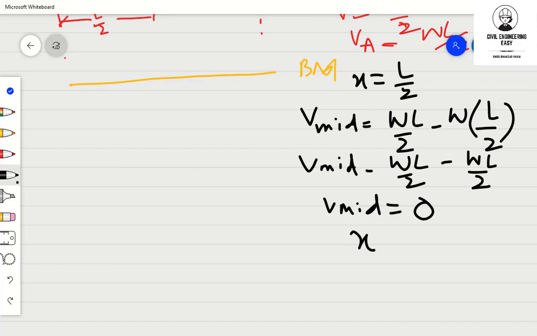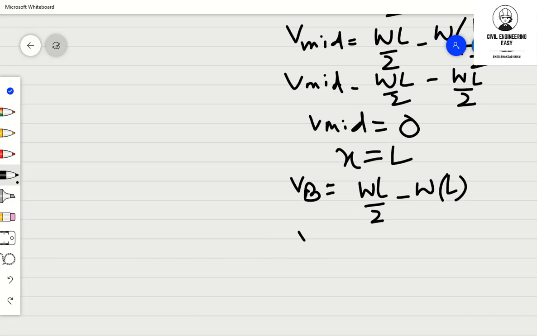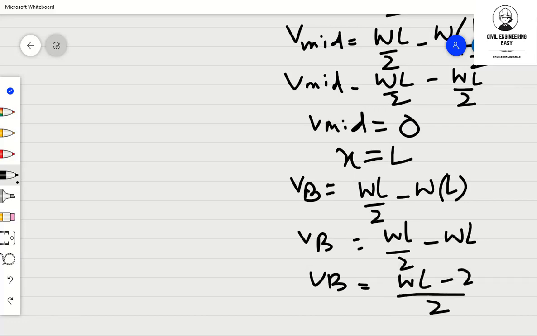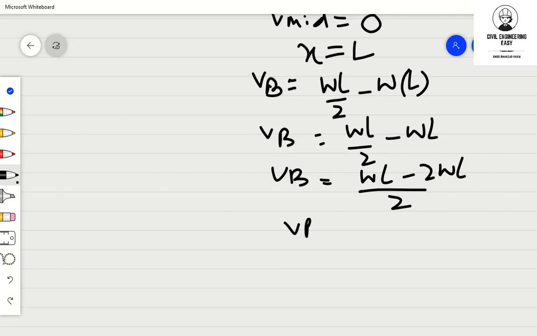Now we need to find out the shear force at point B, that is L from the face of the A support. By putting the value of X equal to L in the equation, we will get the shear force at point B, that will be equal to WL divided by 2 minus W into L. By simplification, taking the LCM, we will get WL minus 2WL over 2. So subtracting WL minus 2WL, we will get minus WL divided by 2. So at point B we will have a shear force, and that will be a negative value.